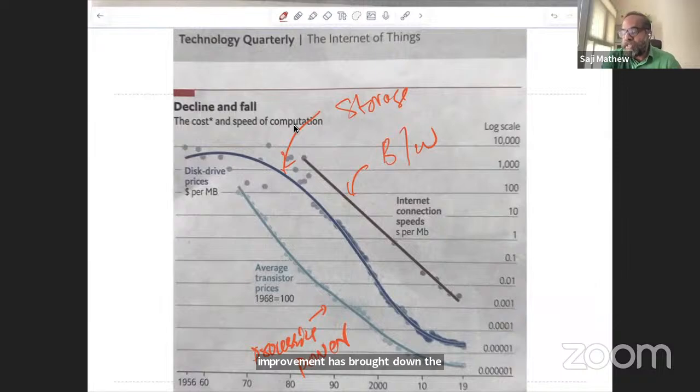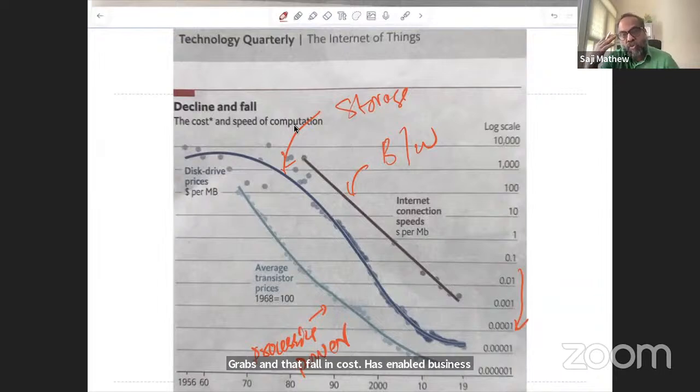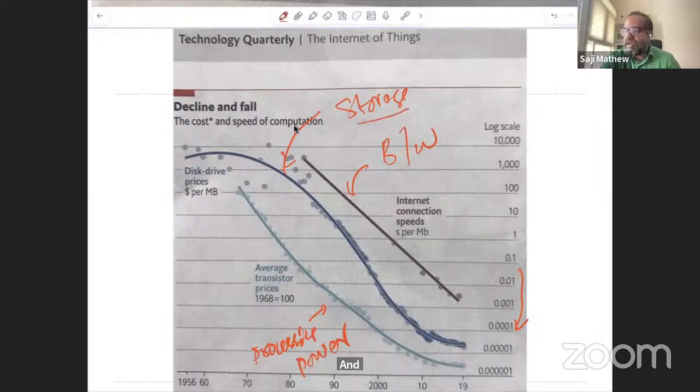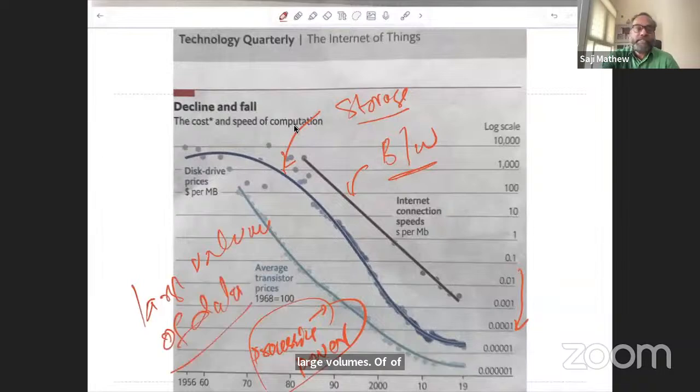You can see the cost of storage, cost of processing and cost of bandwidth has substantially fallen over the last few decades. If you look at these graphs, that fall in cost has enabled business analytics, or the ability to store, transmit, and process large volumes of data. It is the new phenomenon which is enabling business analytics. So that is the sum and substance of the era of business analytics.